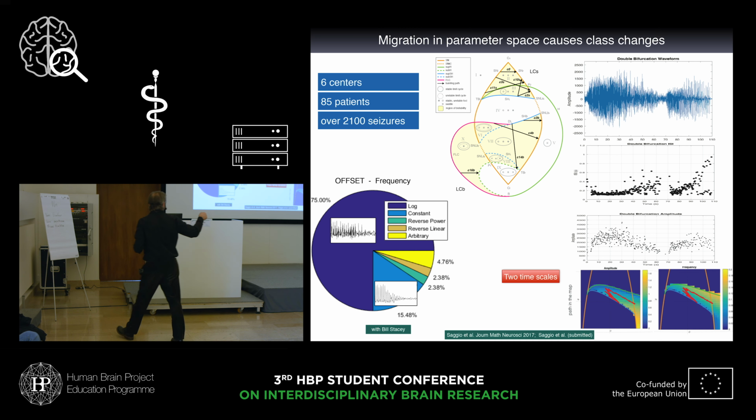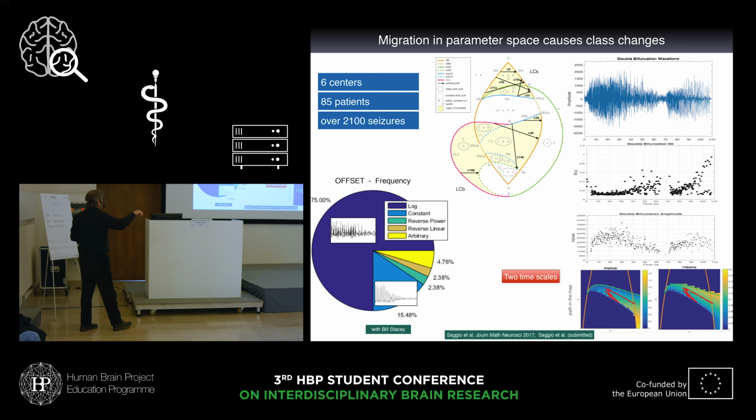Here you have an example in collaboration with Bill Stacy, who has collected, by now, 110 patients. Yeah, that's an older slide. The paper is in revision, submitted, now it's in revision. More than 100 patients, more than 2,000 seizures, and classifying them using this taxonomy that I just spoke about.